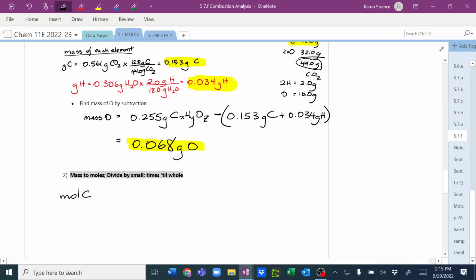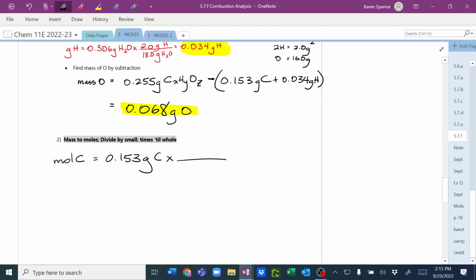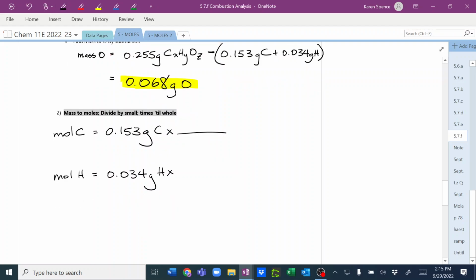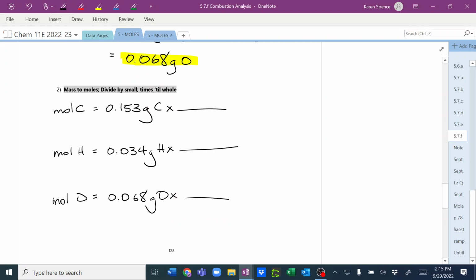So I want my moles of carbon, 0.153 grams of carbon. I want my moles of hydrogen, 0.034 grams of hydrogen. And I want my moles of oxygen, 0.068 grams of oxygen. And I like to treat these like a little assembly line where I just do everything. Okay, cancel grams of carbon, cancel grams of hydrogen, cancel grams of oxygen, find moles of carbon, find moles of hydrogen, find moles of oxygen.